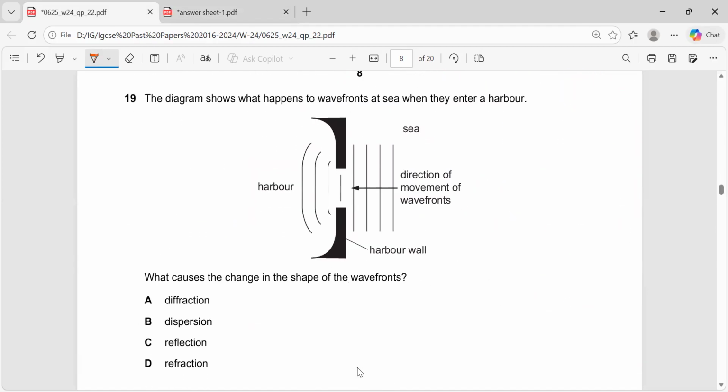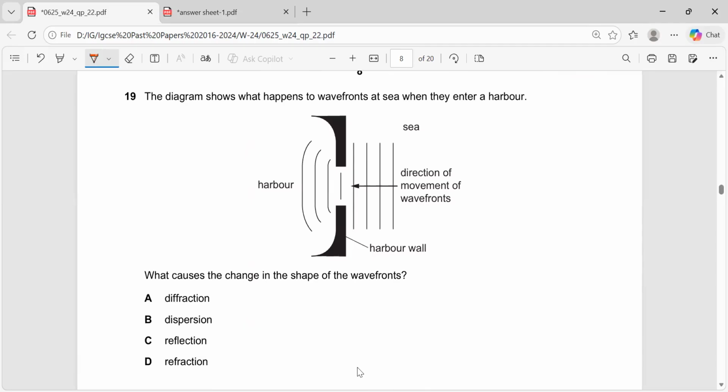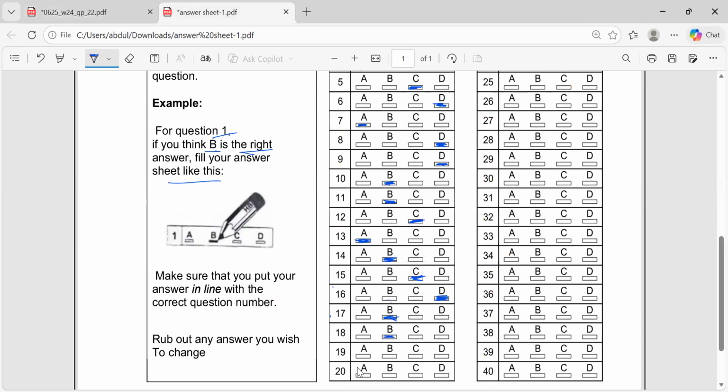Then, dear friends, question number 19. Yeah, this is a straightforward question. The diagram shows what happens to the wavefronts at sea when they enter a harbor. So the direction of the movement of the wavefronts is from this side, and this is the harbor, and this phenomenon is known as diffraction. Straightforward answer. Bending of the waves as they pass through a gap. So diffraction, answer for 19 is B.